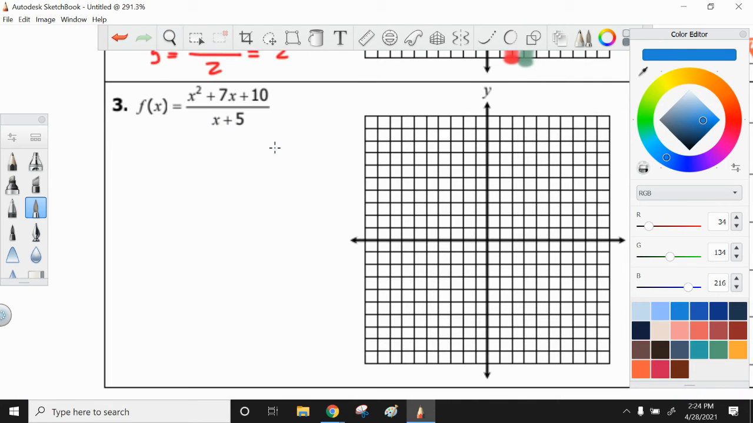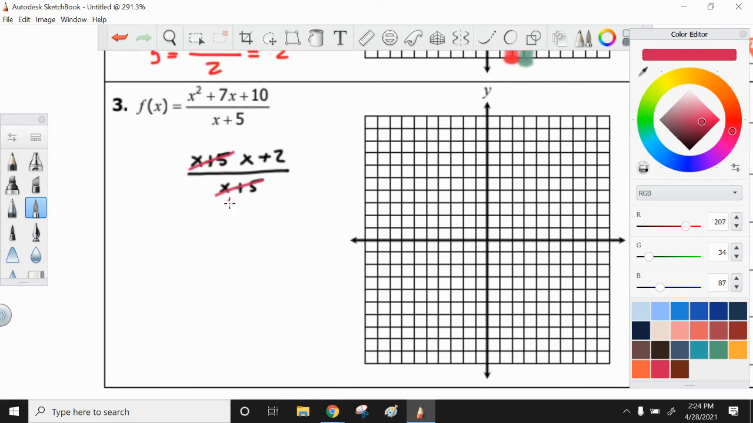So number 3, working through another rational equation. I've got definitely to start with some factoring, and this one is going to be factorable. It's a trinomial question. So on top, what multiplies to make 10, adds to make 7? That would be 5 and 2. So I'm going to have x plus 5, x plus 2. On bottom, x plus 5. And of course, this is canceling out.